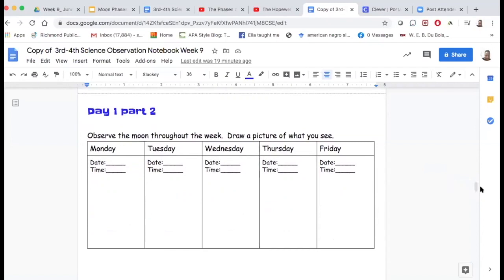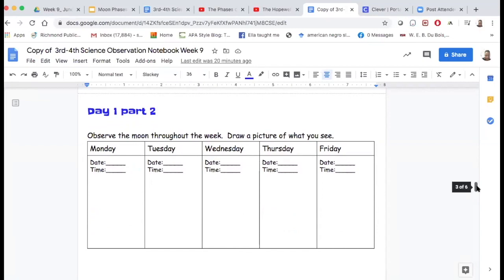So what I want you to do is to think about, what are you seeing in the sky? I want you to go look out your window tonight. I want you to either go outside in your yard. What do you see in the sky? What does the moon look like at night? And I want you to jot down the date, the time, and draw a picture of what you see in the sky. And I want you to do this throughout the week. So you want to do this Monday, Tuesday, Wednesday, Thursday, and Friday. So it's a little bit of homework, but it shouldn't be too hard.